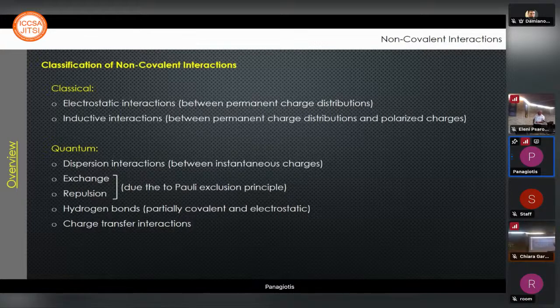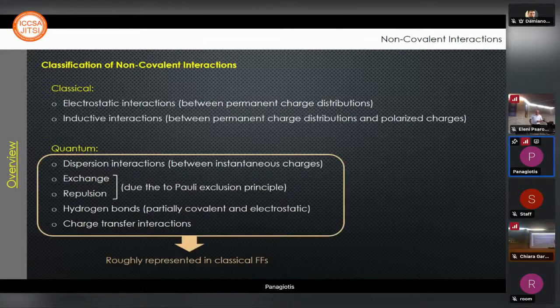However, if they have only a quantum interpretation, they are considered quantum interactions. And here we find the dispersion and the Pauli repulsion interactions. Obviously, these quantum interactions are those which are represented by the classical force fields. And they are the main responsible for the failing of these classical force fields in chemical simulations.